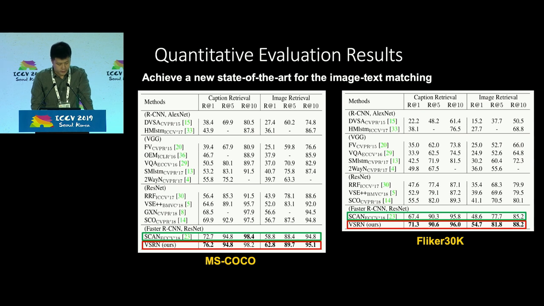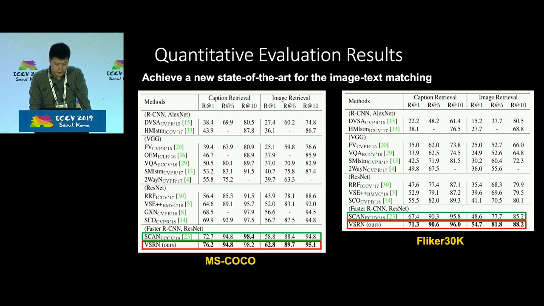Experiments further validate that our method achieves the new state of the art for image-text matching on the Microsoft COCO and the Flickr30K datasets. It outperforms the current best method, SCAN, by 5% to 13% relatively for recall at one.